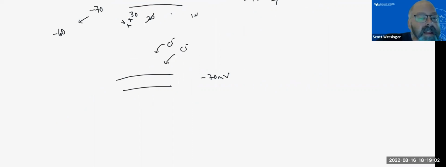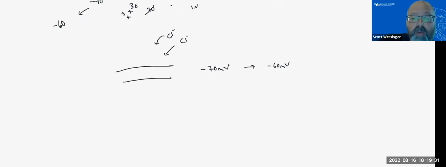That's making the outside less positive. It's like taking away points, right? So when we do that, the difference between the inside and outside gets smaller. Instead of minus 70, we would go to something like minus 60 millivolts. And you'll see some questions like that on the exam. So if this doesn't make sense, let me know and we can talk about it.